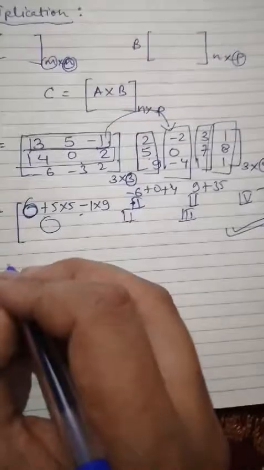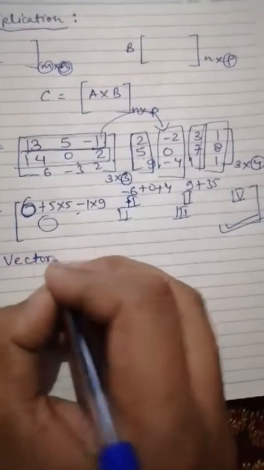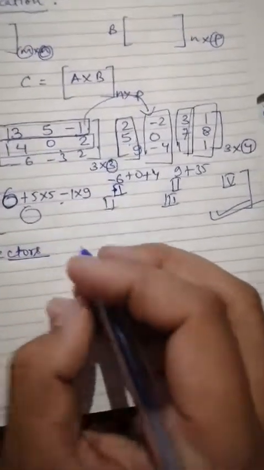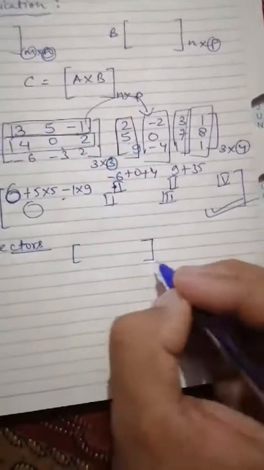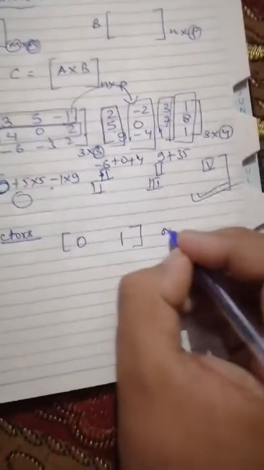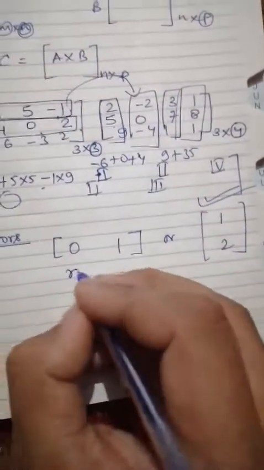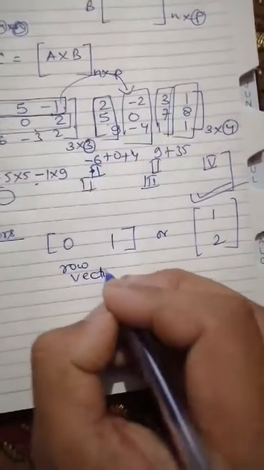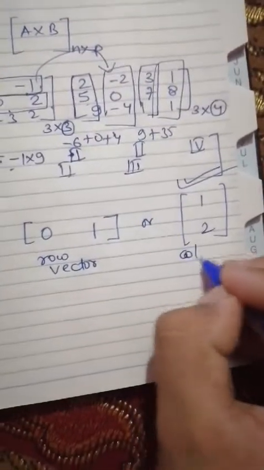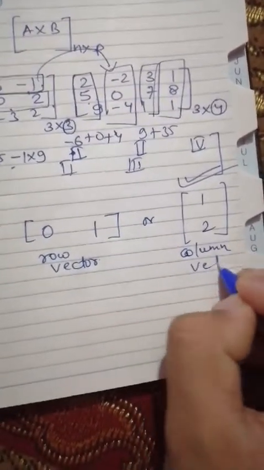We also need to study vectors. Vectors are those types of matrices which have either only row elements or only column elements. Here it is called a row vector or row matrix. This is a column vector.